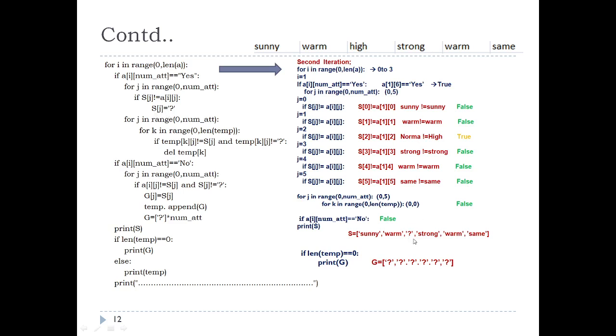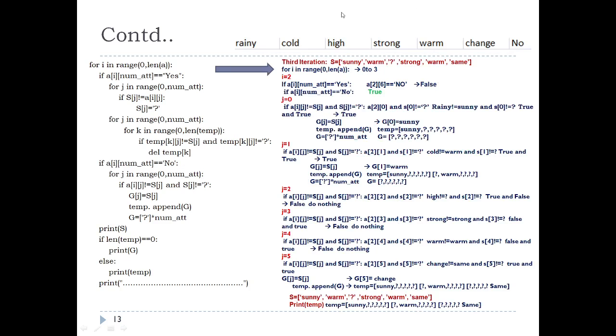So we will do the changes in this specific hypothesis, and all other attribute values are the same. So we are not going to make any changes in this. Here all these conditions become false and it will print the yes value. So it will print the S value, and the length of temp is also 0. So it will print the G value as the same. Now the third iteration.